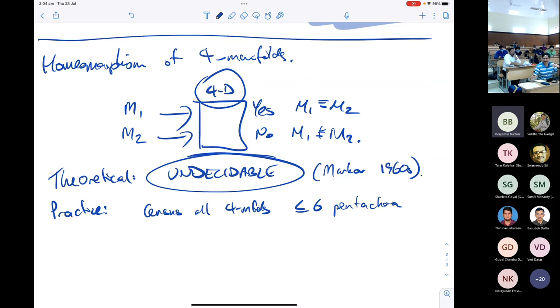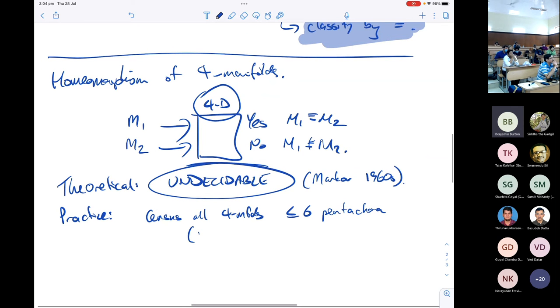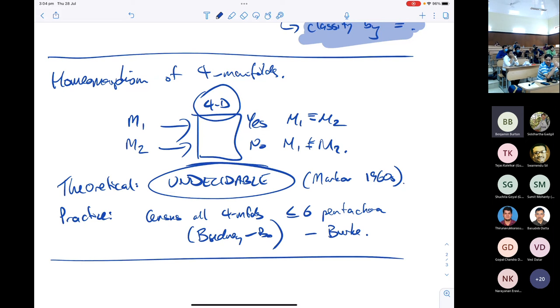So there's 400,000 of these things, and you can classify all of those up to homeomorphism. Despite the fact that the problem is unsolvable, you can still, with the right algorithms and data structures, get your hands on results for all of these cases that you would like to. This is work from maybe a decade ago, joint work with Ryan Budney, and more recently, joint work with Rhody Burke. So again, this is an example of a problem which you shouldn't be able to solve, but you can in practice. So that's the scene that I'm trying to set.